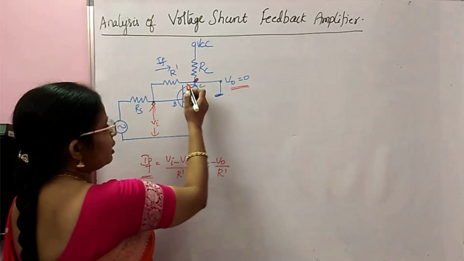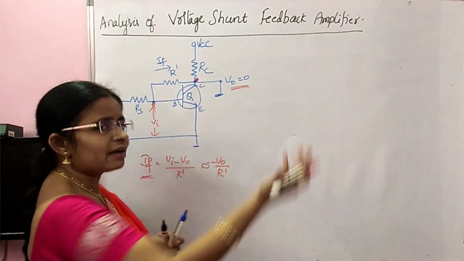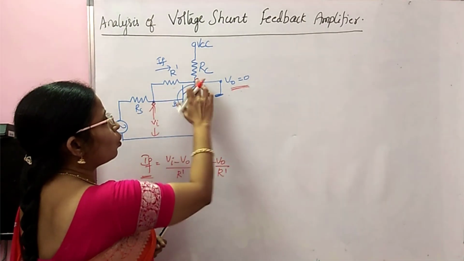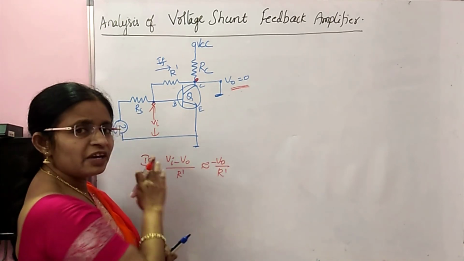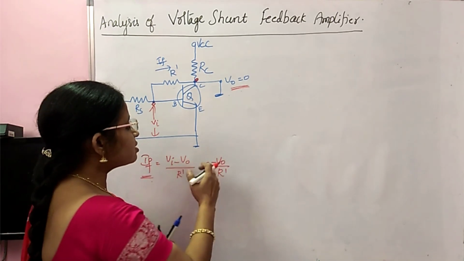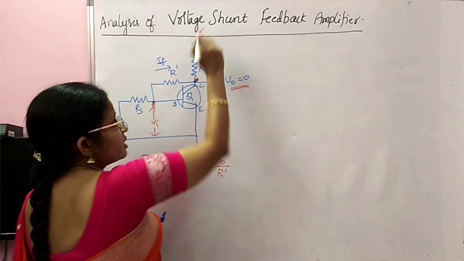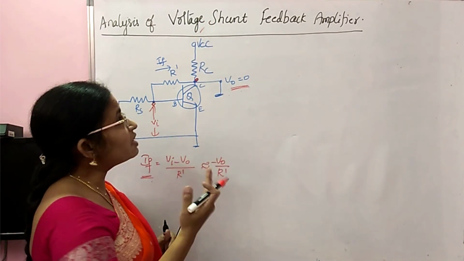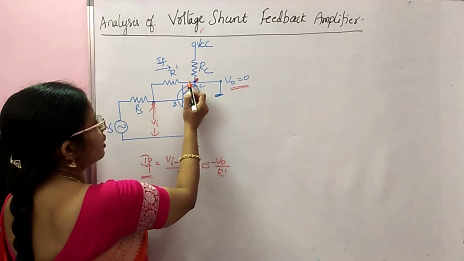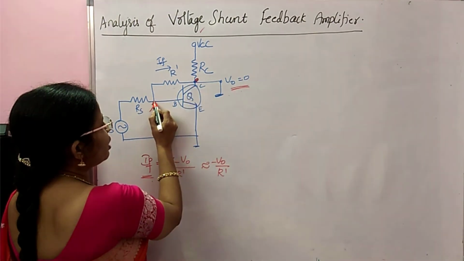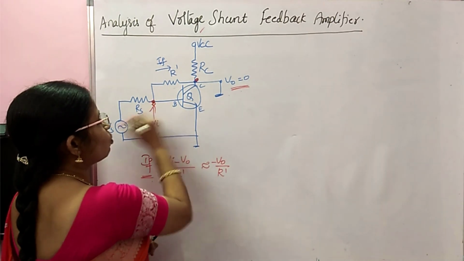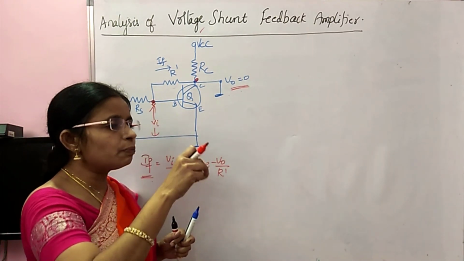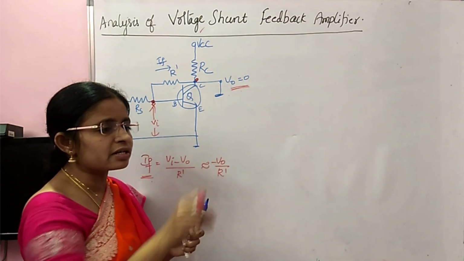Definitely you can take only the current because all these are nodes. So as V naught equal to 0 makes the feedback equal to 0, hence this sampling is voltage sampling. How is it shunt mixing? See here, this current is mixing in shunt, because here we got one node, and node means there exists current division.